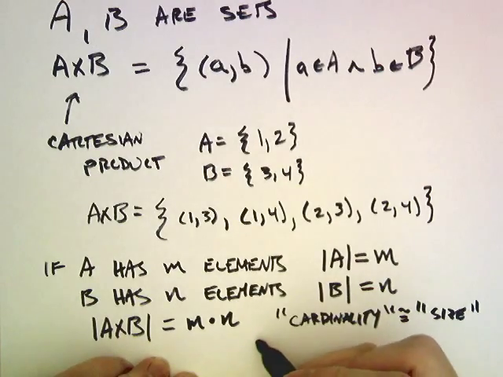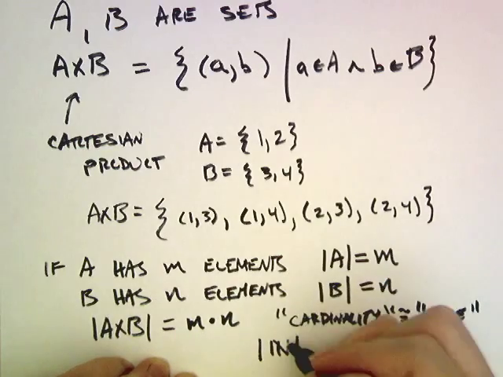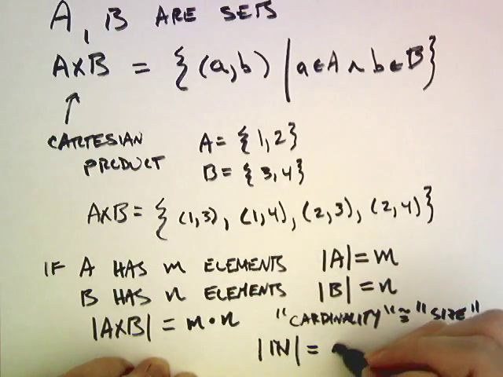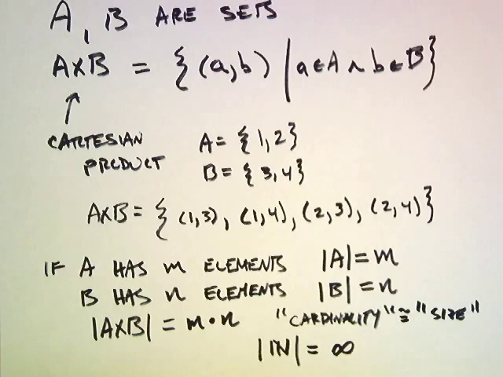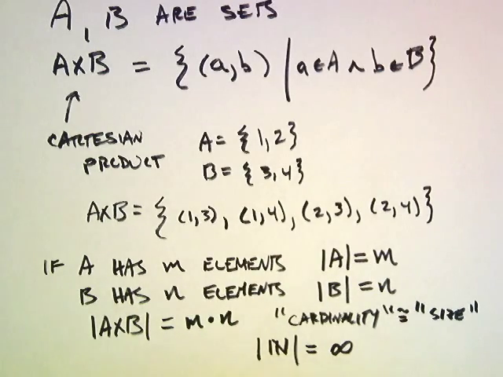And if you're looking at the cardinality of an infinite set, like the natural numbers, for right now, we'll just write that using the infinity symbol. And the cardinality of a finite set is just the number of elements in that set. So the cardinality of A here would be m because A has m elements. The cardinality of B is n because B has n elements. The cardinality of A cross B is m times n. And the cardinality of an infinite set, the natural numbers, is infinity.